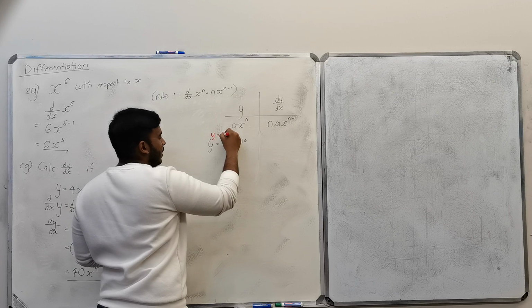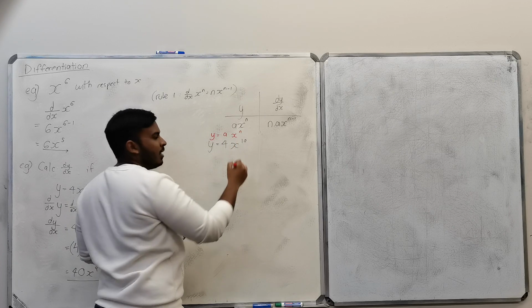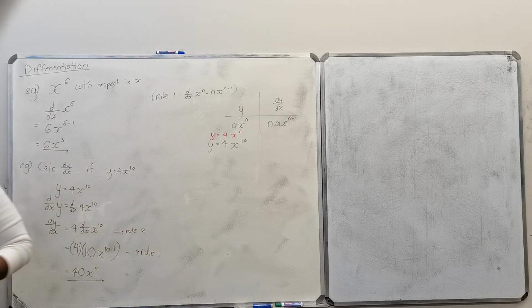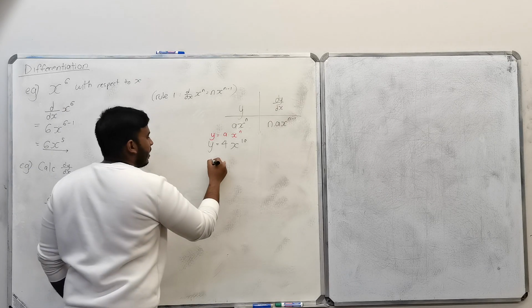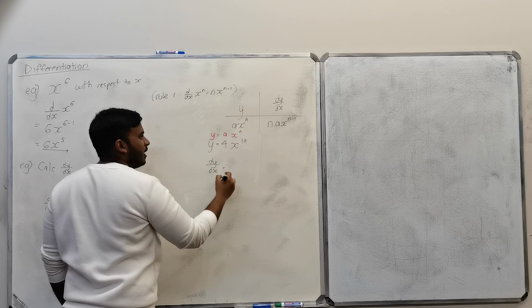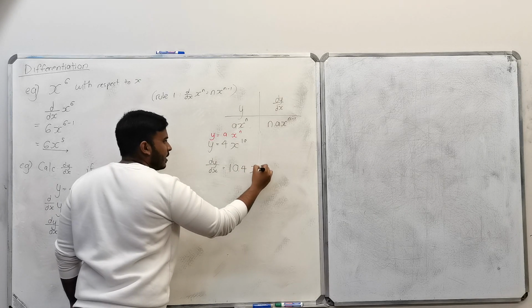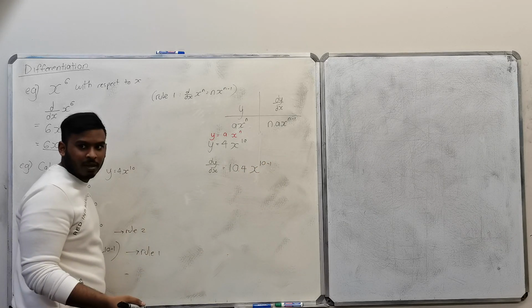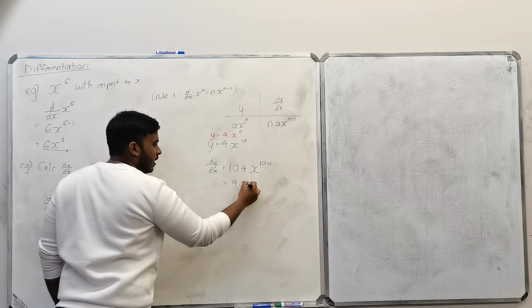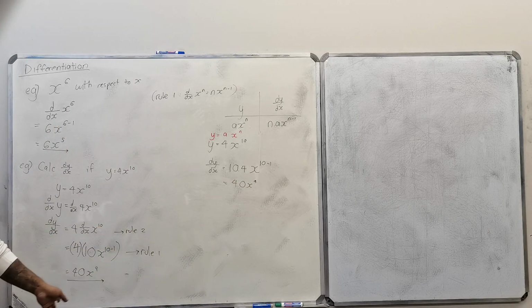Y is equal to ax^n. When you're writing the derivative of it, dy over dx would be equal to 10 times 4 x to the power 10 minus 1, which is 40 x to the power 9. It's the same thing we did here, it's just that they combined the constant and our rule 1 and rule 2, and wrote it as one.